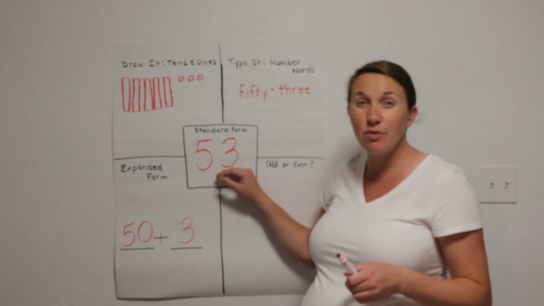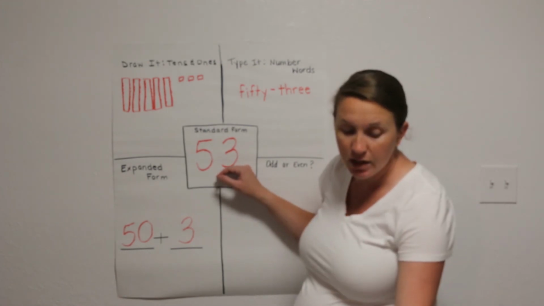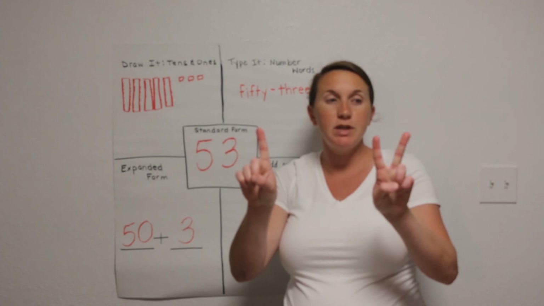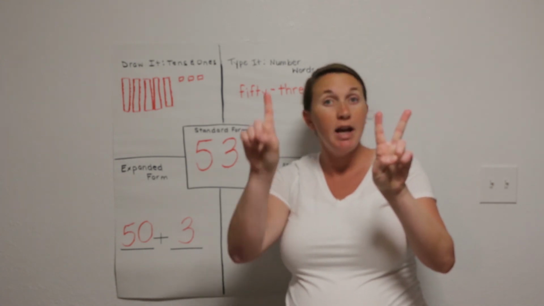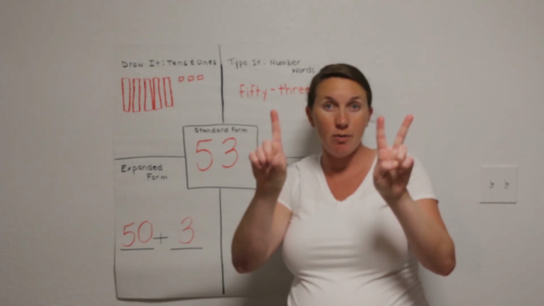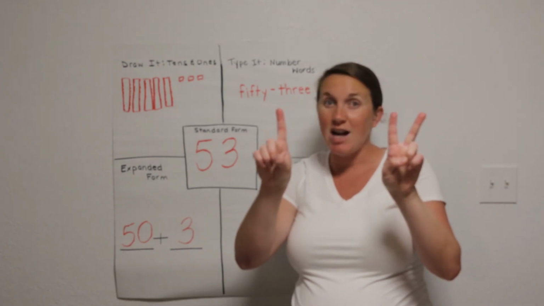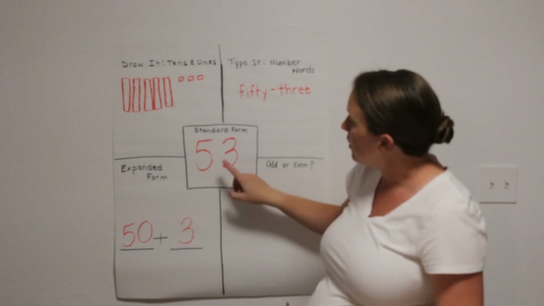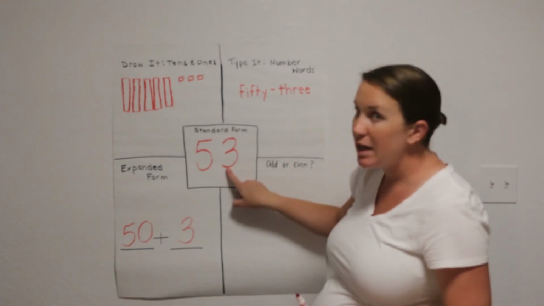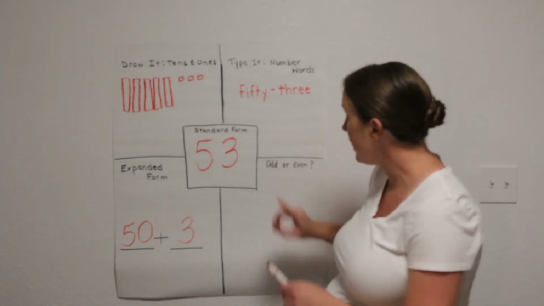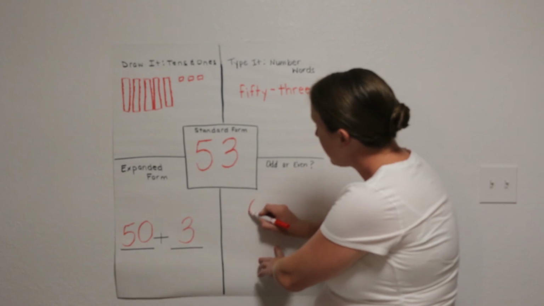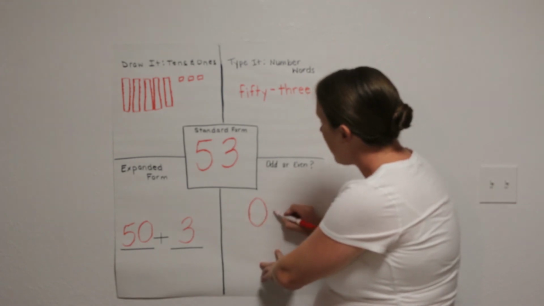We know that 3 is odd because if we split it into 2 groups, you'll have 2 in one group and 1 in the other group. So that means that one group has more than the other. So they are not even. So that means the number 53 is not even, it is odd. So you're going to write the word odd.